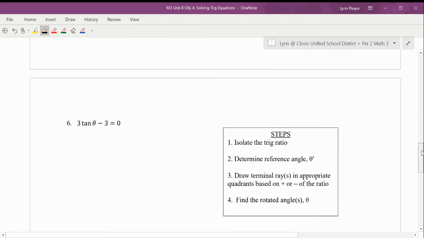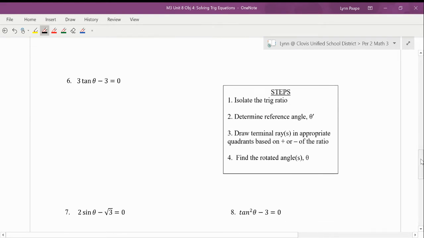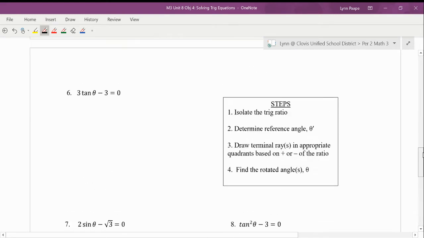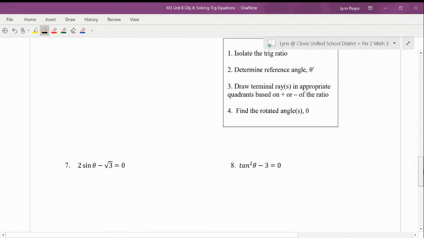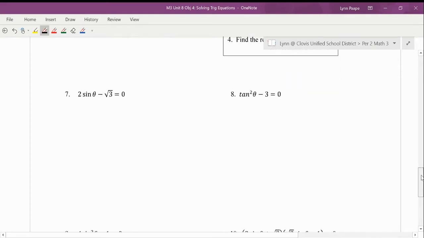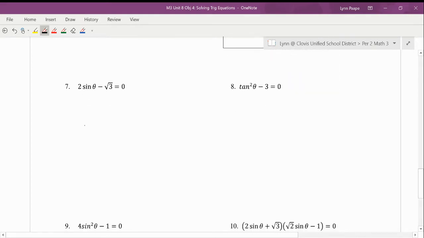All right, let's take a look at, we're going to jump to number 7. I'm going to come back to 6, but I'm going to go to 7 first, and then I'll come back to the tangent ones. Okay, so step 1 is isolate the trig ratio. So we want to get that by itself. That means I need the 2 and the square root of 3 over to the 0. So I'm going to start with the adding and subtracting. So I'm going to add the square root of 3 to both sides. So that would just be 0.